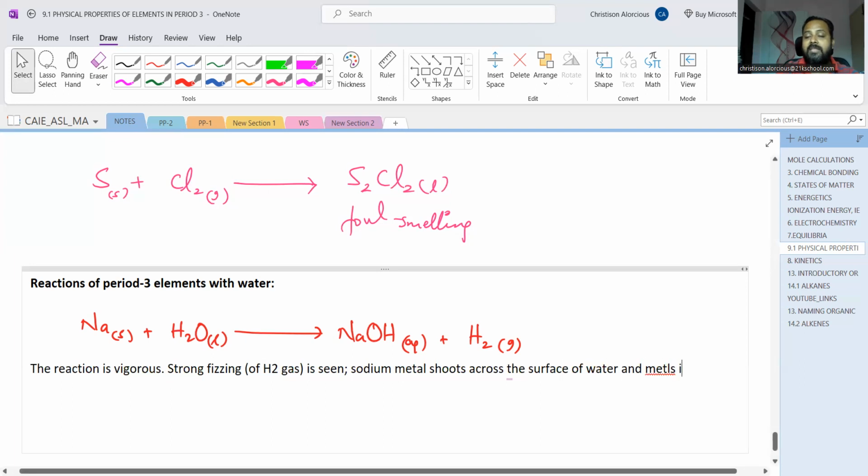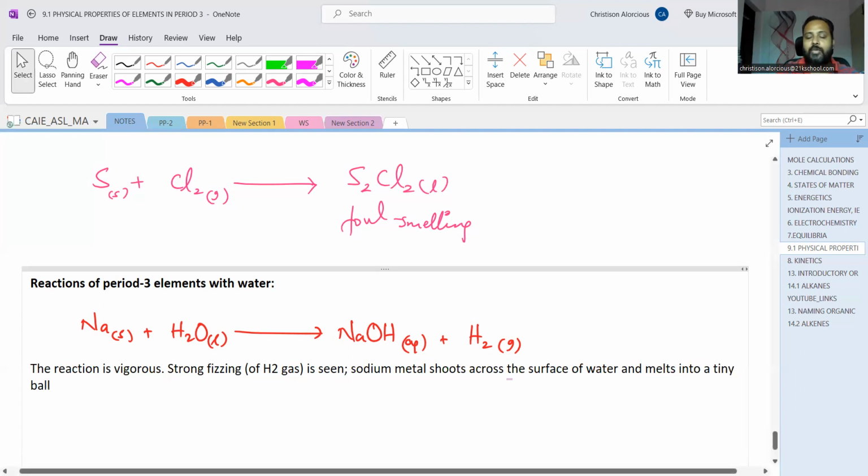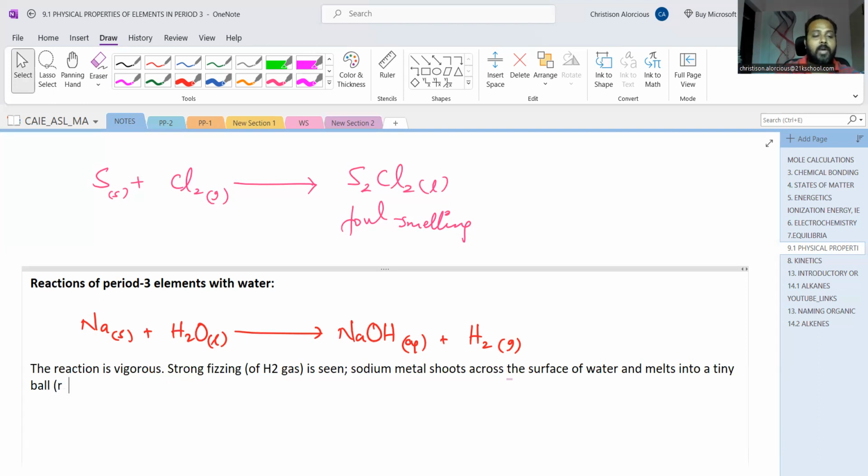And it melts into a tiny ball. So you'll find that it is actually melting into a tiny ball and then getting smaller and smaller as it gets used up, because the reaction is exothermic. Not just that, the reaction is exothermic, and the heat energy produced is enough to melt sodium. That also is an indicator of how low the melting point of sodium actually is.